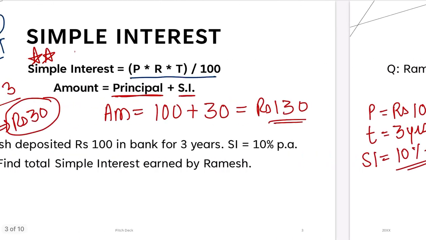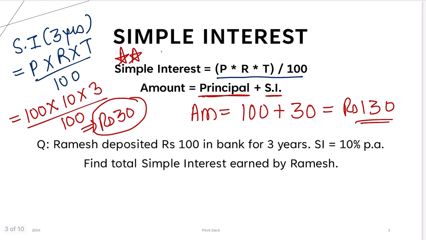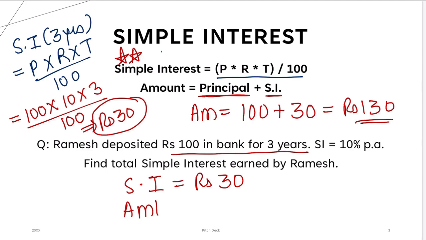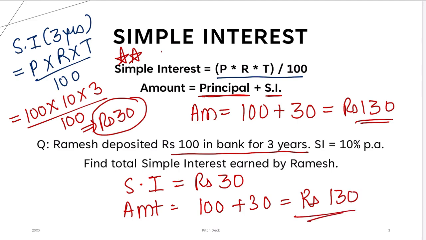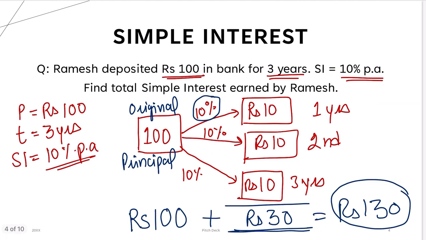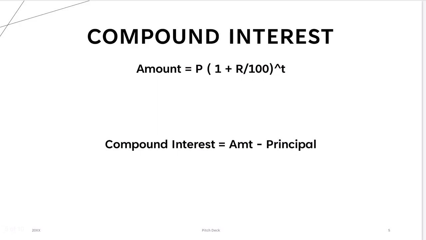right? Now, Ramesh deposited 100 rupees in the bank for 3 years, same question. So the simple interest we have calculated is rupees 30. The amount we have calculated is 100 plus 30, that is 130. Now, I hope simple interest is clear. Now, let's move to compound interest and see what the difference exactly is.